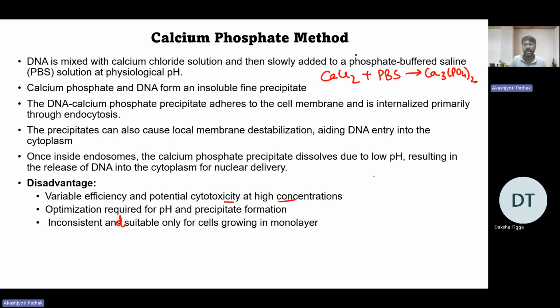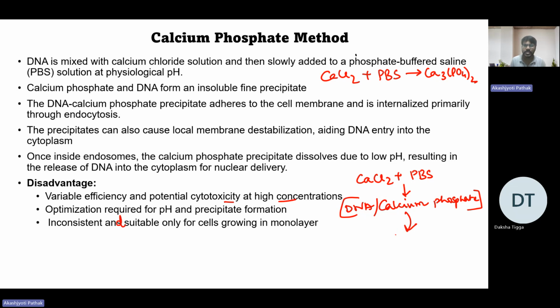So the entire summary of this method is that you are adding calcium chloride to phosphate buffered saline, and as a result a calcium phosphate precipitate is formed. This calcium phosphate and DNA form a complex, a fine precipitate of DNA calcium phosphate. Then this calcium phosphate DNA complex is endocytosed by the mammalian cell.